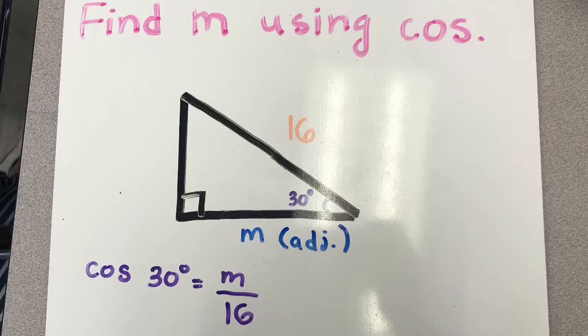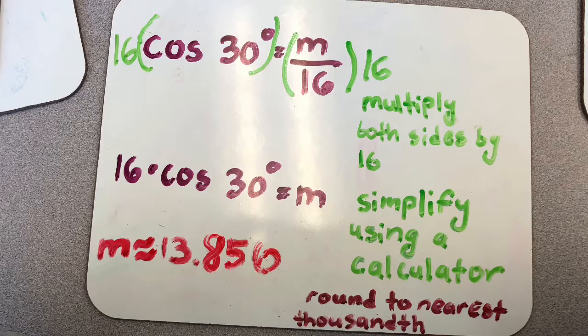Cosine is equal to adjacent over hypotenuse, so we plug in those numbers and variables, which equals m over 16. To solve, we multiply both sides by 16 to cancel out the fraction and to isolate m. Now we have cosine of 30 degrees times 16 is equal to m. Take out your calculators. On them, we put in cosine, then 30, where you should get about 0.866. Now multiply that by 16, and your answer for side m is 13.856 units.